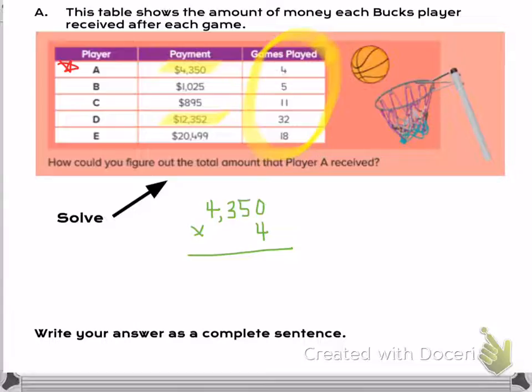Okay, welcome back. So we know that player A receives $4,350 each game and that he played 4 total games. So we have to take 4,350 and multiply it by 4. I'm not putting in my place value lines this time because I'm only multiplying by a 1-digit number. We start with 4 times 0, which is 0.